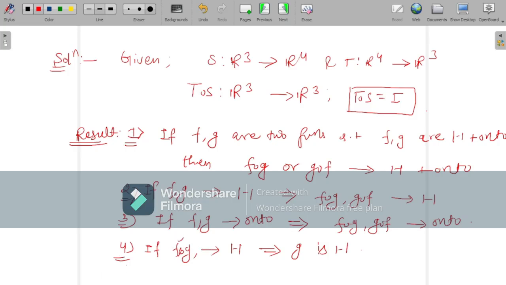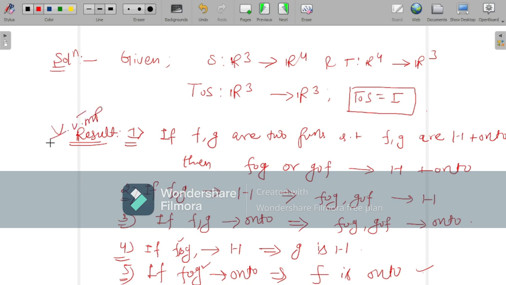The fifth result is, if f composition g is onto, then this implies that f is onto. Now here we cannot conclude anything about this function g. So these are very important results. We will use these results to solve our problem.